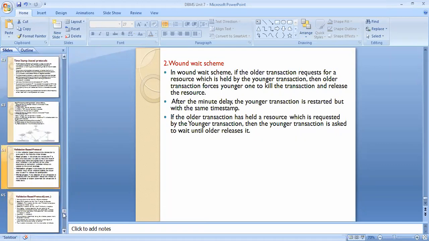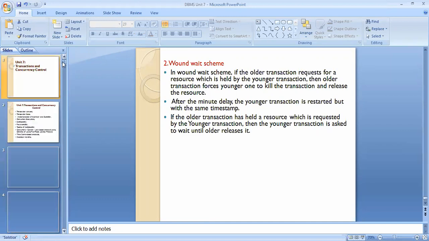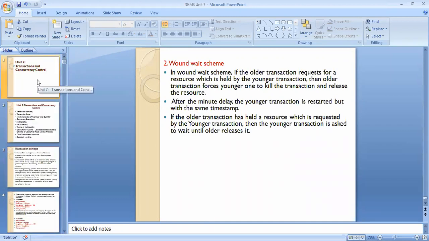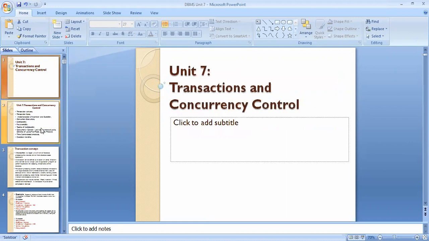Here we have completed our Unit 7, that is transaction and concurrency control. We covered all the points. Till here, is there any doubt? Let me know. Any doubt, any query related to transaction and concurrency control?